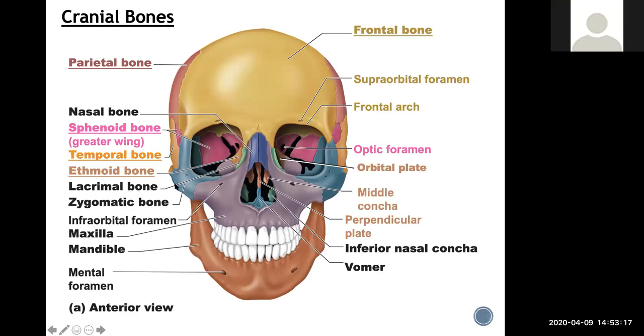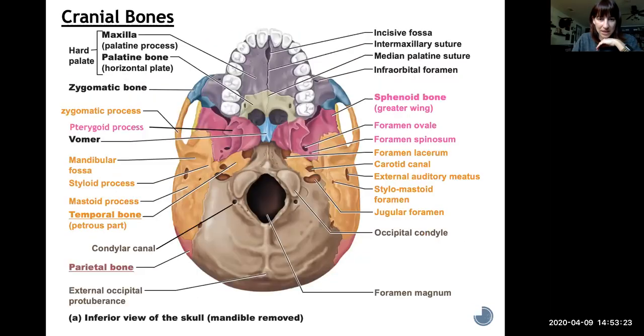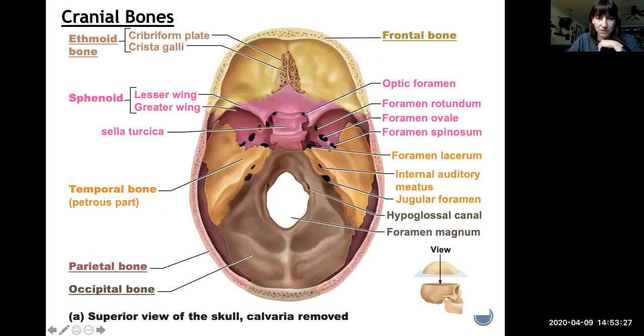Professor, did I miss it? Did you go over what the lesser wing is? Yep, the lesser wing is seen from an interior superior view. So this is the inside of the skull, right? Looking down on it. You can see the lesser wing from here. So the lesser wing is up here. The greater wing is down here.